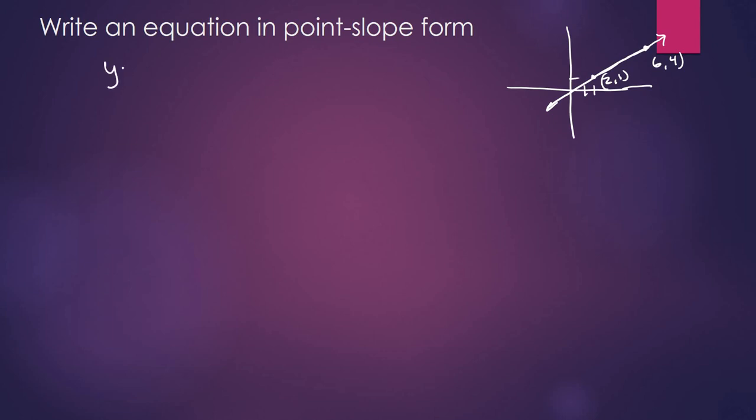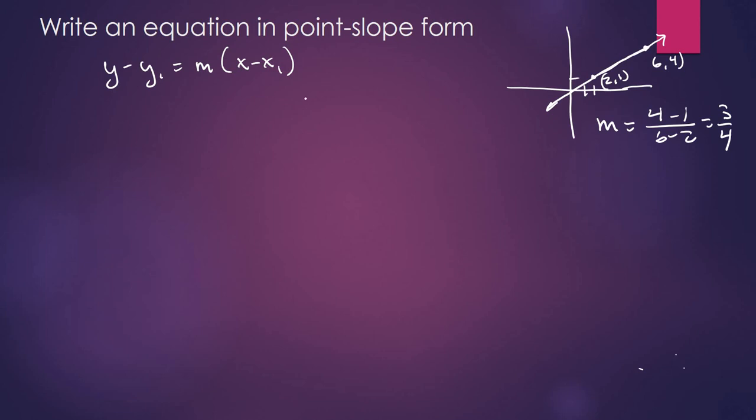So point-slope form again. This is our model. And in order to do this, I need a point and a slope. Well, I've got several points. I need a slope. So let's find a slope. 4 minus 1 over 6 minus 2. So our slope is 3/4.